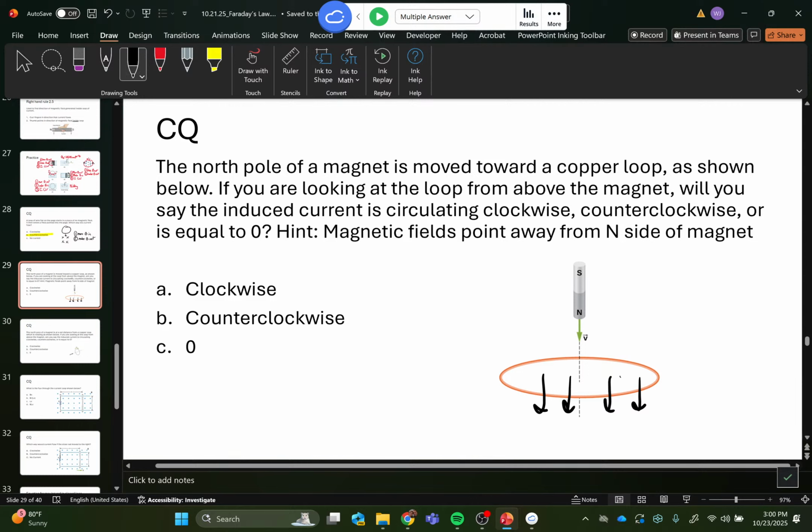want to do that. So, anyway, we're going to make a field to counteract that, which results in a current that's going counterclockwise when viewed from above.